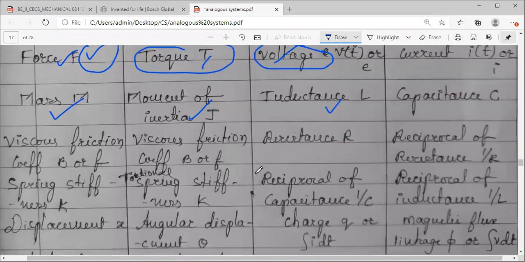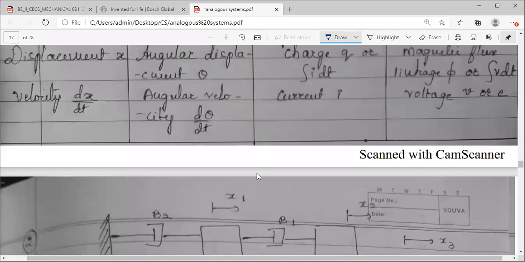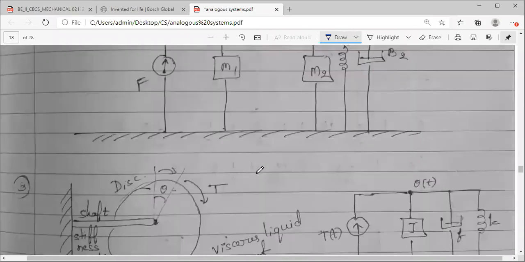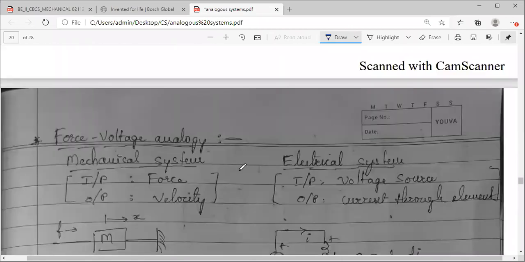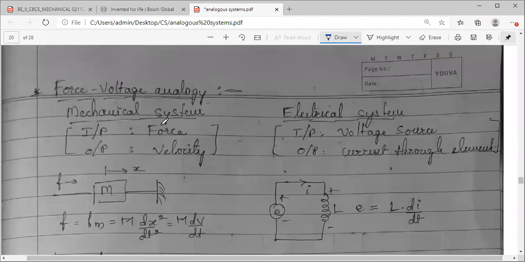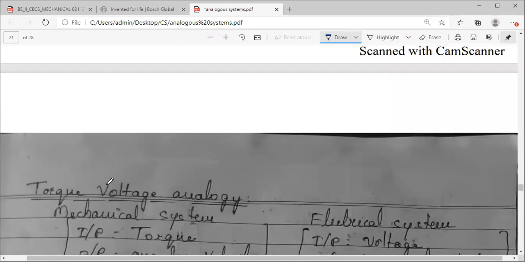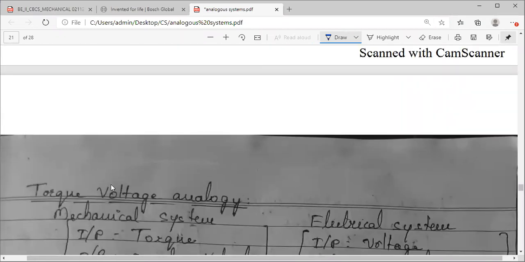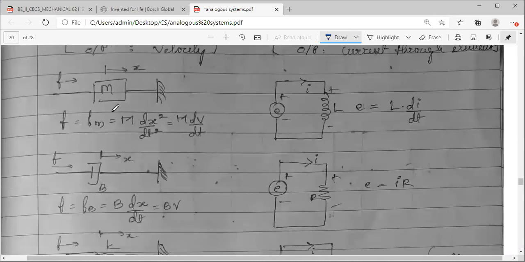I have shared some four papers, four slides in your groups. Those four papers are important for you to solve the problems. Let me show you this force voltage analogy. Similarly, torque voltage analogy. If you compare both force and torque voltage analogy, only this is the difference.